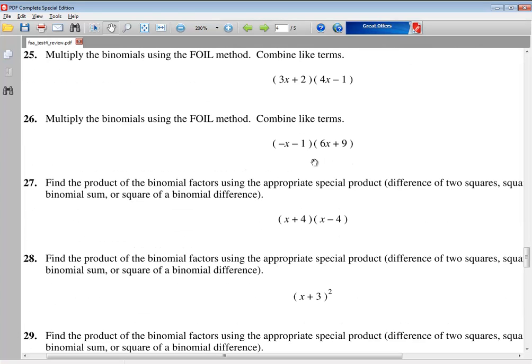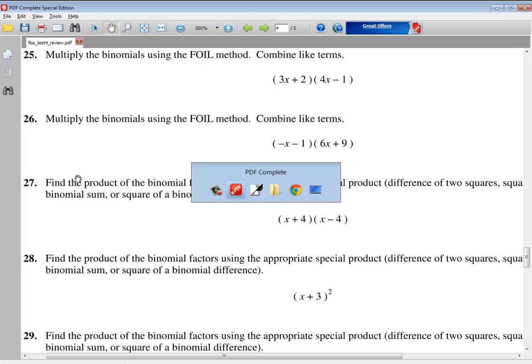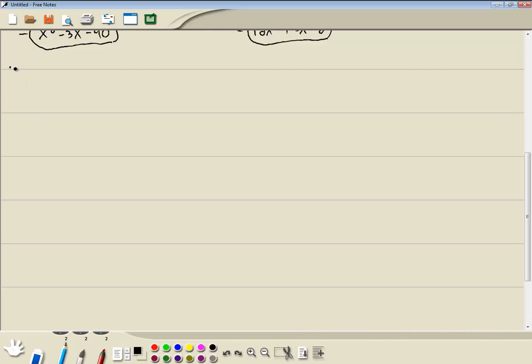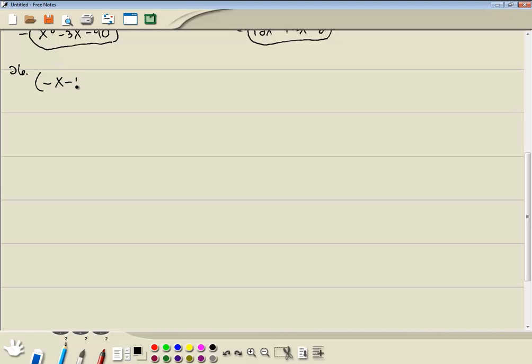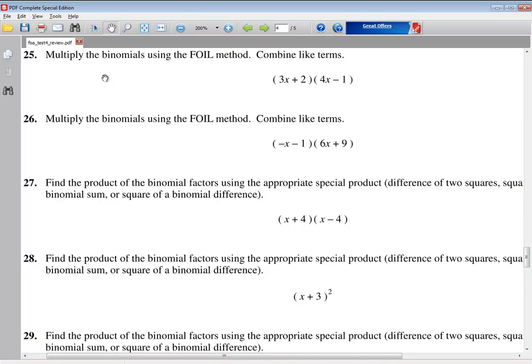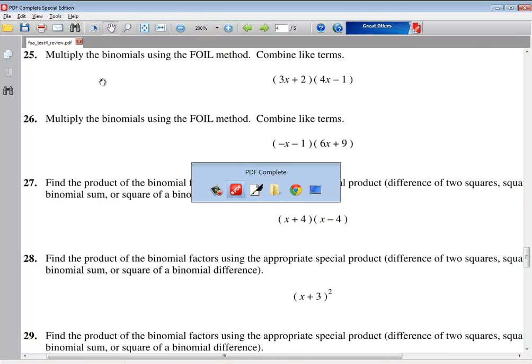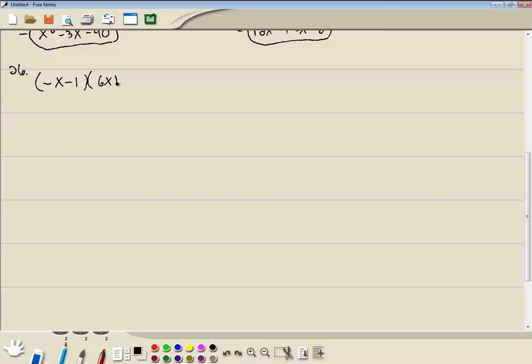Number 26. Another FOIL. Part of the problem with FOIL is people don't know when to use it. That's why I like doing the line method, because then it doesn't matter what it looks like. You just follow the lines, and that helps you figure out what to multiply everything by. And it's actually doing FOIL when you got two terms and two terms. Again, FOIL is when you do have two terms and two terms.